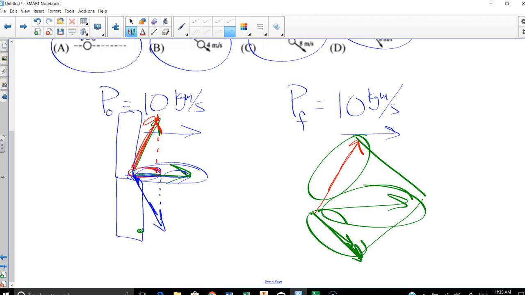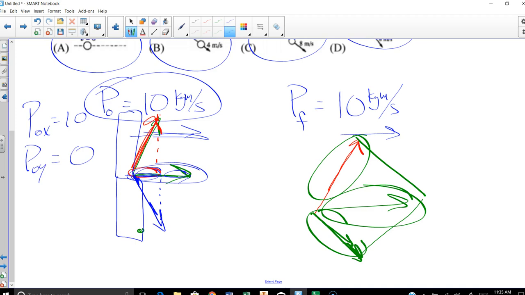How do we know they have to cancel out? What was the y momentum before? All that momentum was in which dimension? All right, it was in the x. So the initial x momentum was 10, but the initial y momentum was 0. So these two, after the collision, have to cancel each other out.